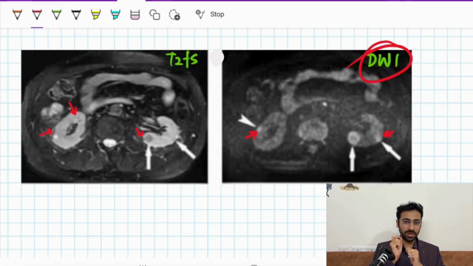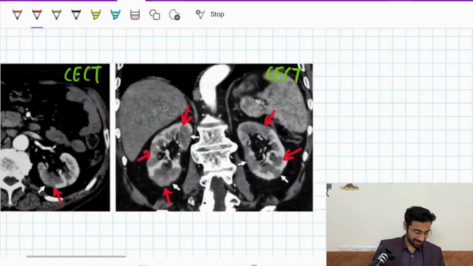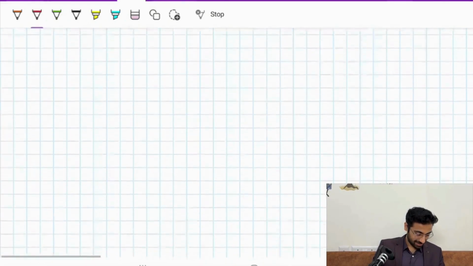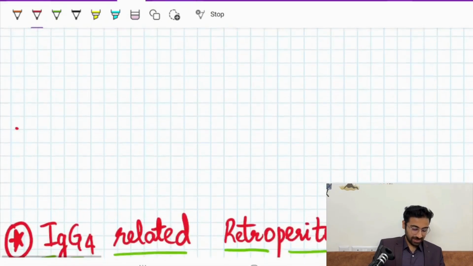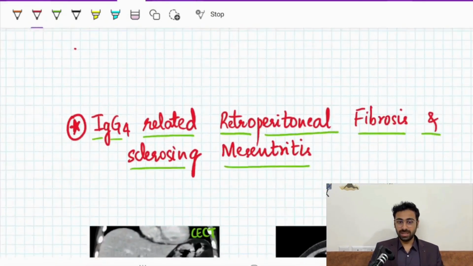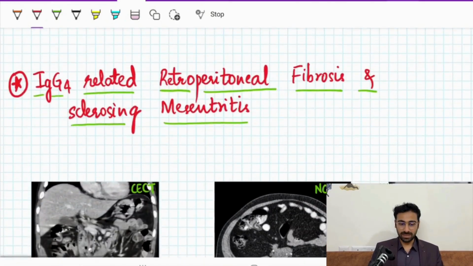So a point to note is, when you are short of time, always see important sequences. These important sequences you gain experience for by doing reporting daily. In this case, it was diffusion. So coming back to the topic, IgG4 related disease abdominal findings, again it can present as sclerosing mesenteritis and retroperitoneal fibrosis. These are two separate topics and we shall be seeing only examples of these.